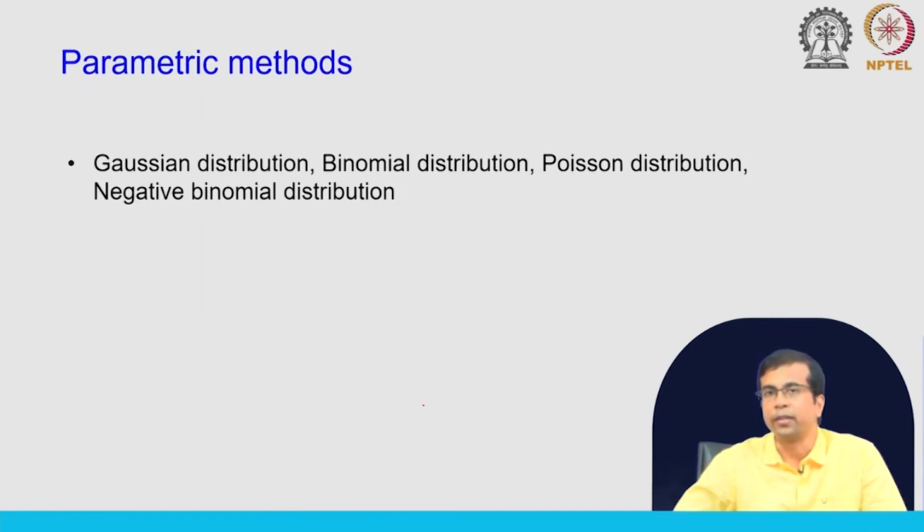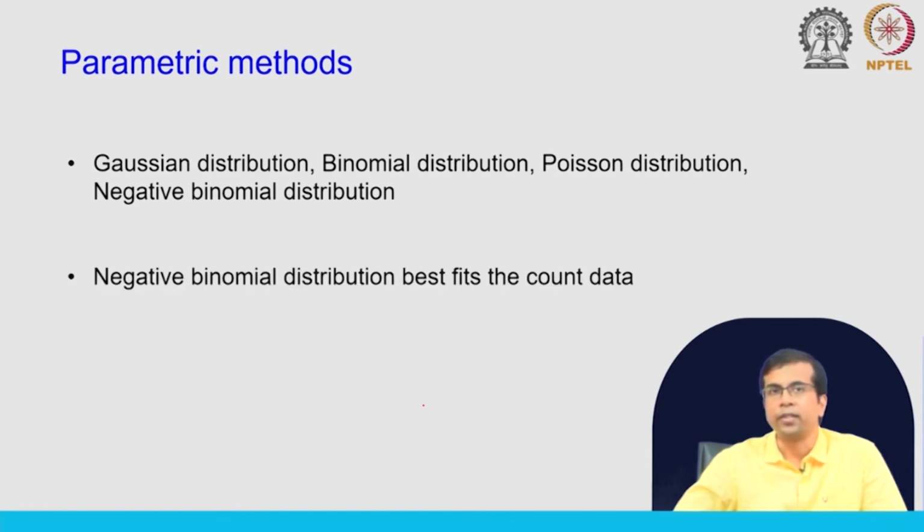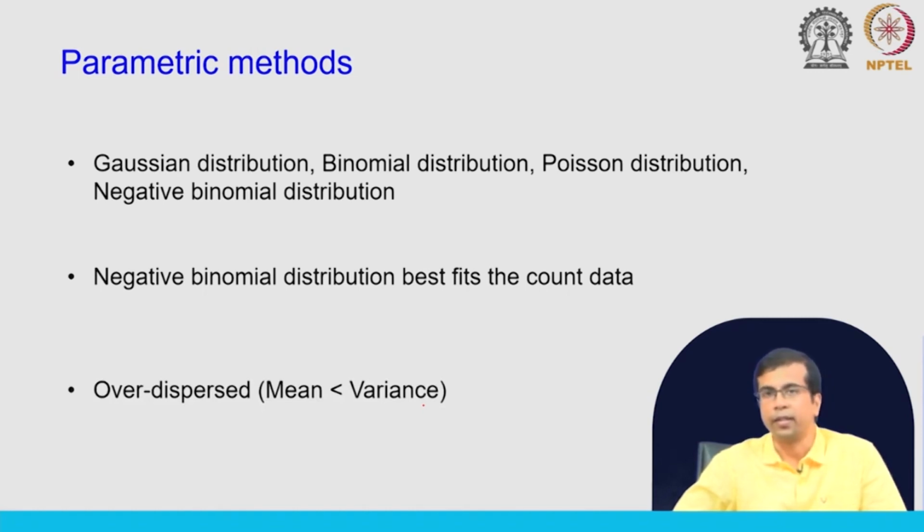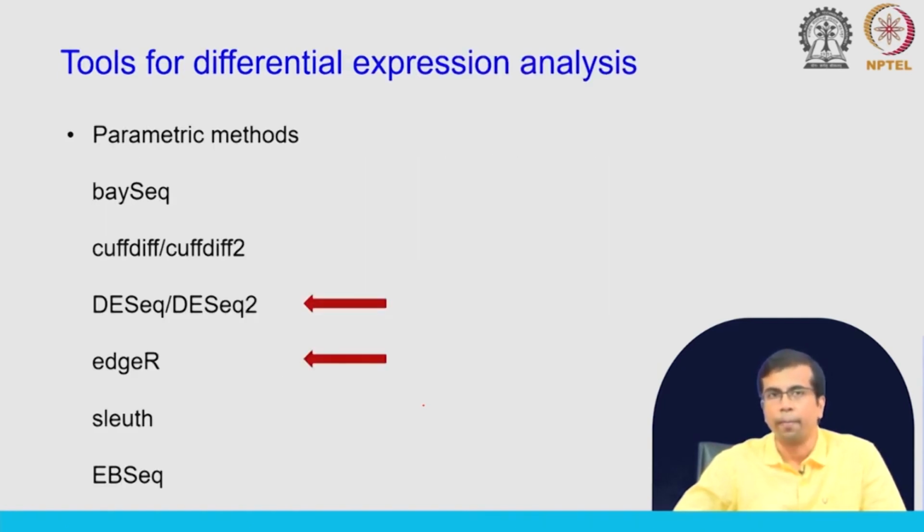What parametric methods in general do is that they assume a distribution for the count data, and you can assume a lot of different types of distribution: Gaussian or normal distribution, or binomial distribution, Poisson distribution, or negative binomial distribution. What researchers have seen is that the negative binomial distribution best fits the count data, because it is usually over-dispersed. So the dispersion is quite high. Here the mean is actually less than the variance. So we usually use the negative binomial distribution. All these tools that I have just mentioned use this negative binomial distribution assumption for the count data.